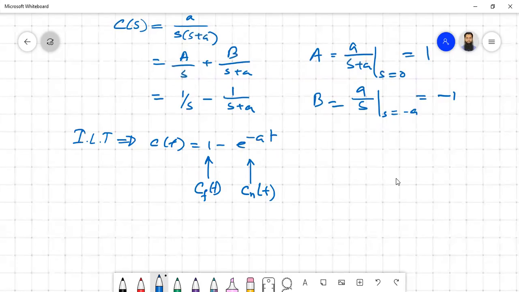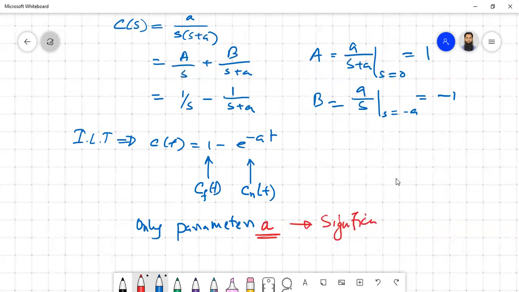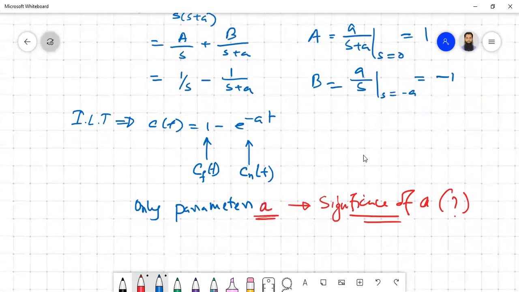Now if you look at the system response, there is only one parameter available, isn't it? The only parameter of the response is basically a. So now let us look at the significance of a. What is the significance of a? How does it actually control the behavior of the first order system?